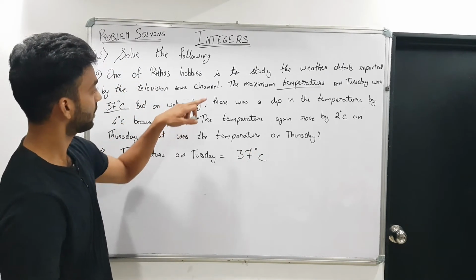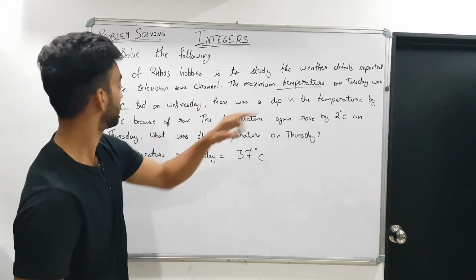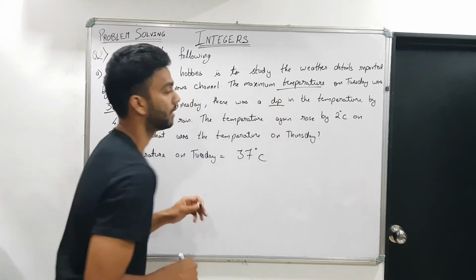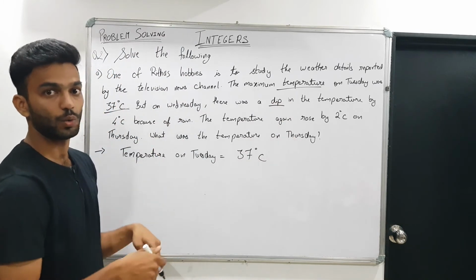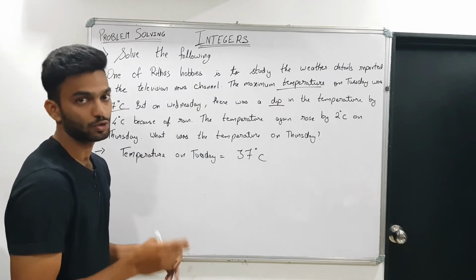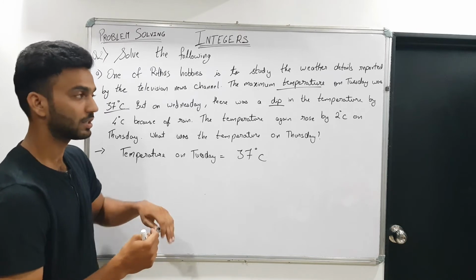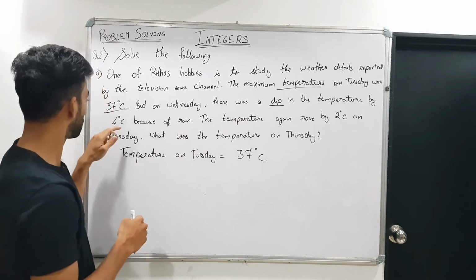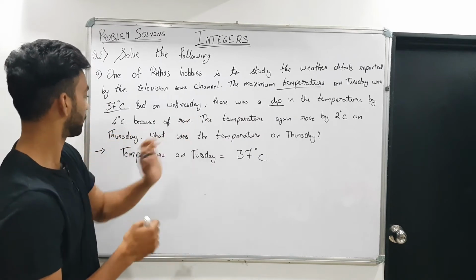But on Wednesday there was a dip in the temperature by 4 degrees. Wednesday को क्या हुआ? Dip. Dip means fall. Fall हुआ means it is negative. So positive negative क्या चीज़ है हमको देखनी है? Rise is positive, dip is negative. So there is a dip in the temperature 4 degrees Celsius because of the rain.